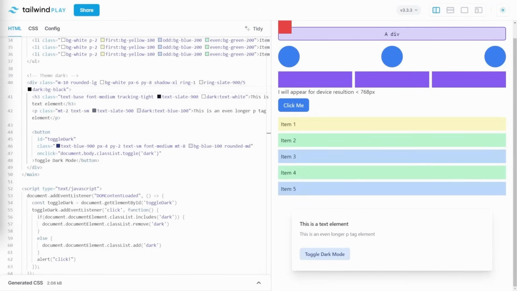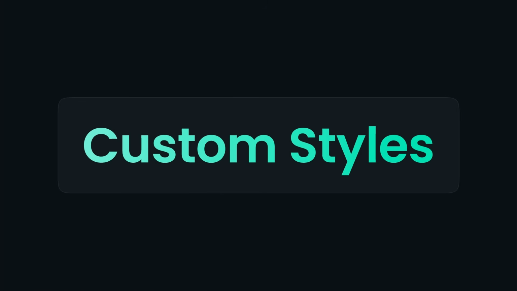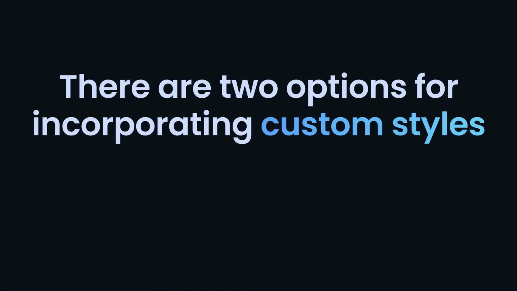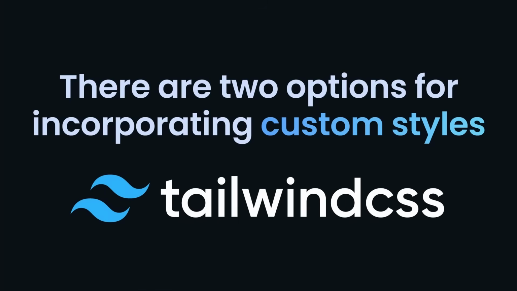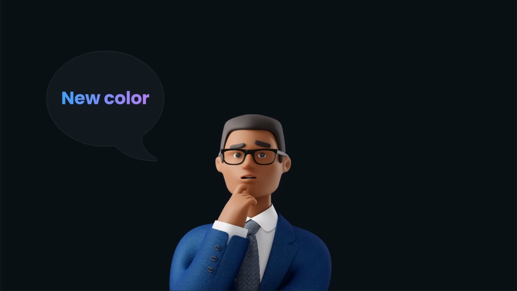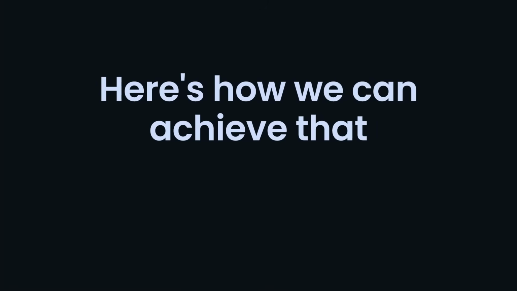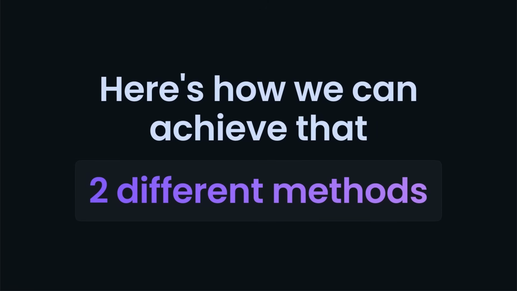Now, before, I briefly mentioned that you don't have to simply use predefined styles. We can also use custom styles. So let's dive a bit deeper into that. There are 2 options for incorporating custom styles into Tailwind. Let's say you wish to introduce a new color that isn't present in the default Tailwind theme. Here's how we can achieve that with 2 different methods.